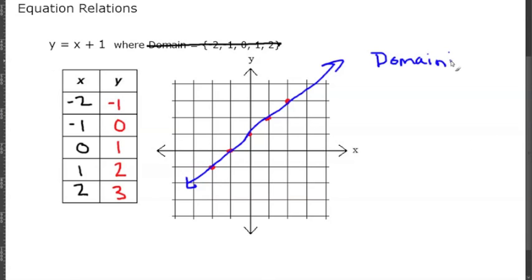So our domain for this would be all real numbers for the x. Our domain for the y, you can see that it continually goes up and continually goes down, so our range would have been all real. But since I gave you the domain to begin with, the range is restricted.